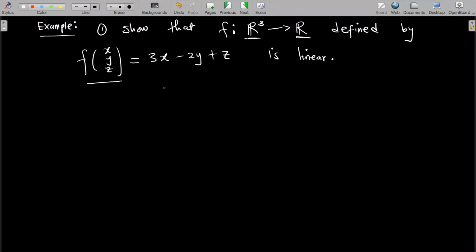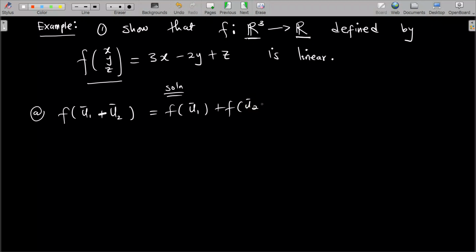Right, so to show this one, we need to show that f of u1 plus u2, where u1 and u2 are both vectors in R3, should be equal to f of u1 plus f of u2. Okay, sorry, f of u2.